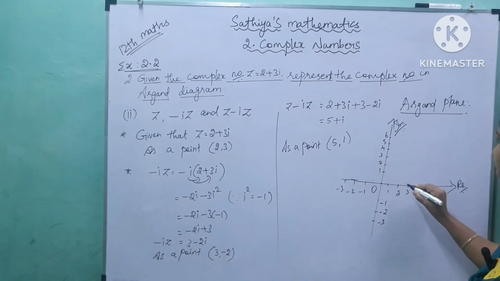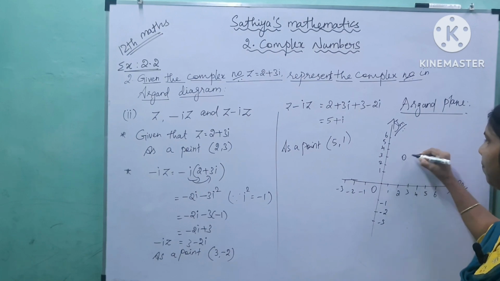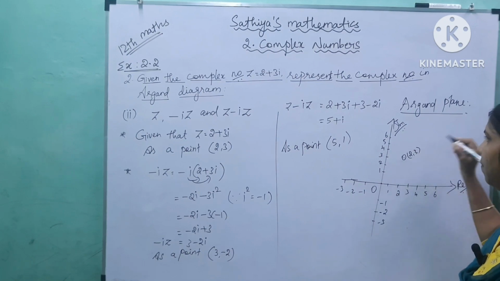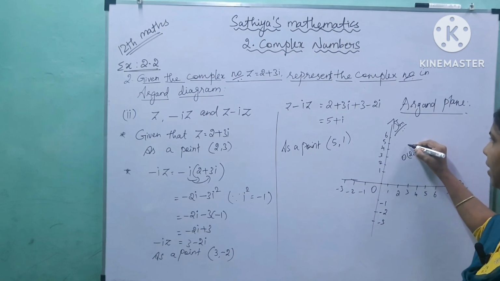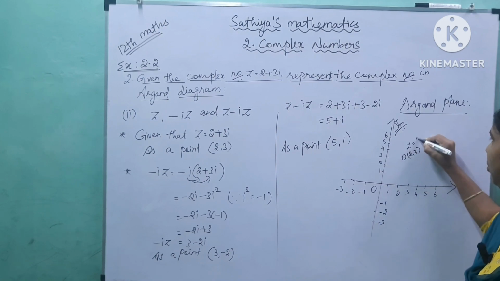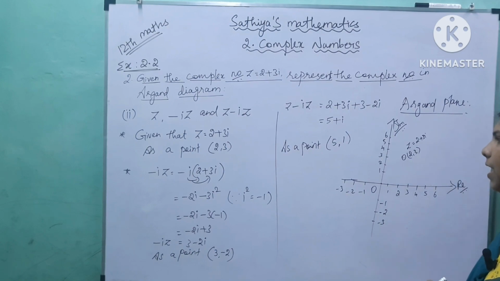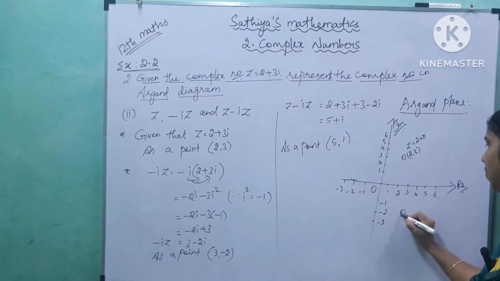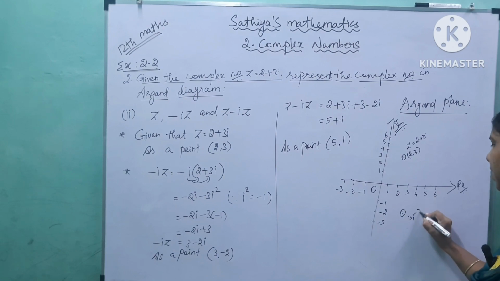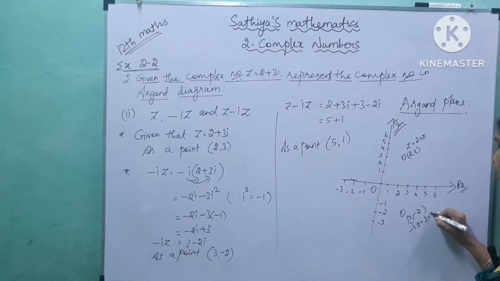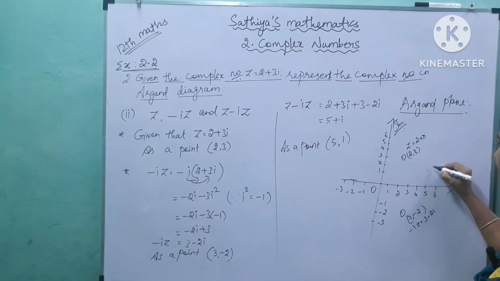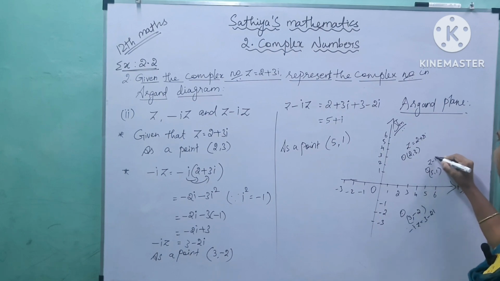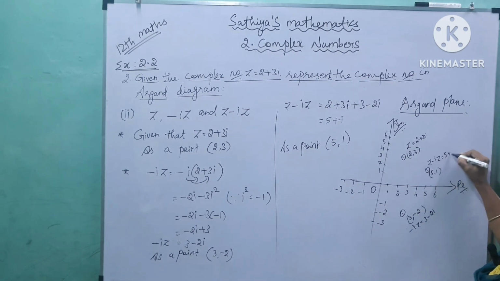So the first point is 2, 3, or we can consider it as z is equal to 2 plus 3i. And the second point, 3 comma minus 2, we can consider as 3 comma minus 2 or minus iz is equal to 3 minus 2i. And the third point, 5 comma 1, or z minus iz is equal to 5 plus i.